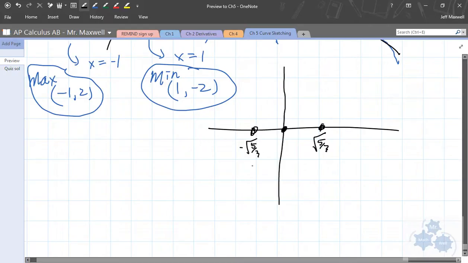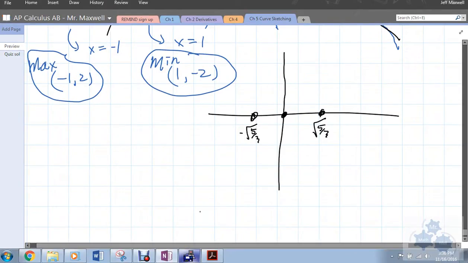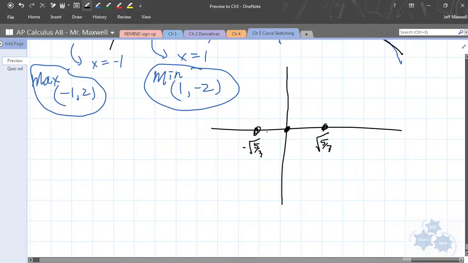Well, if you don't know that, you can jump on your calculator if you really want to. Or you just use your intuition here to figure it out. So this is 5 over 3. It's 1 2/3, and the square root of that, is that going to be greater than 1 or less than 1? So negative 1 is about here, and positive 1 is about here, and the max value is negative 1, 2. So we can start to piece this together. The min value is 1, negative 2, about there.